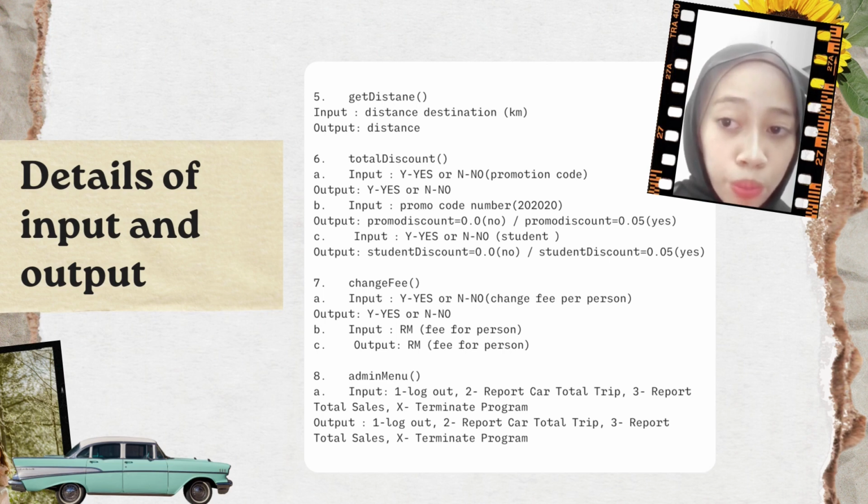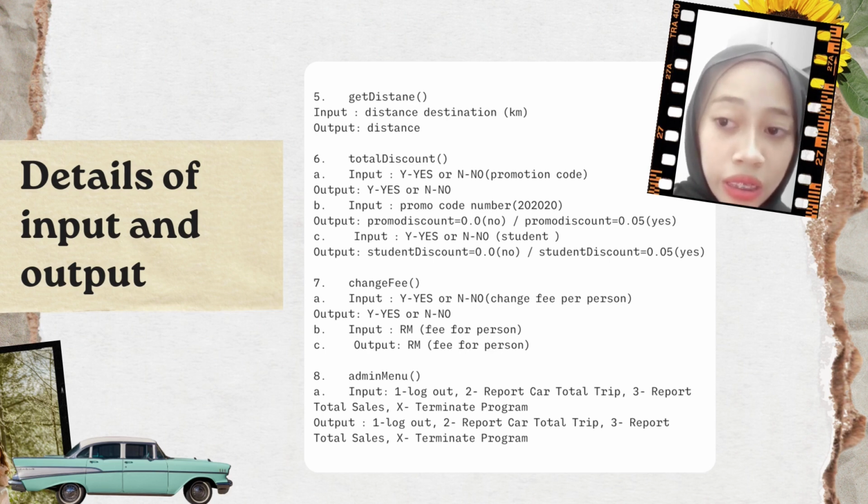Next, input the promo code number 202020. The output is promotion discount equals 0.0, which is no, or promo discount equals 0.05 if they have a promotion code. Next, input Y for yes and N for no. For student, the output is student discount equals 0.0 if no, and student discount equals 0.05 if they have the promotion code.